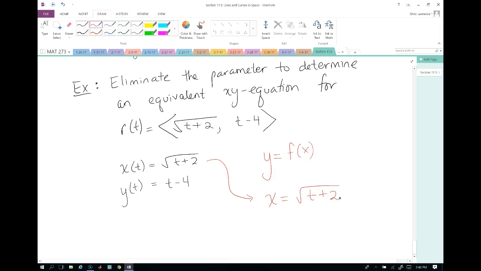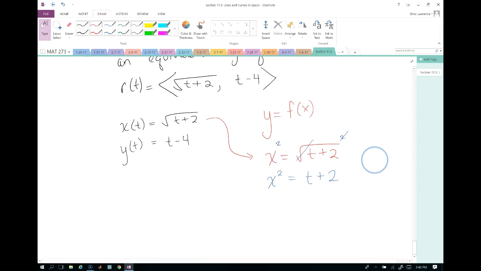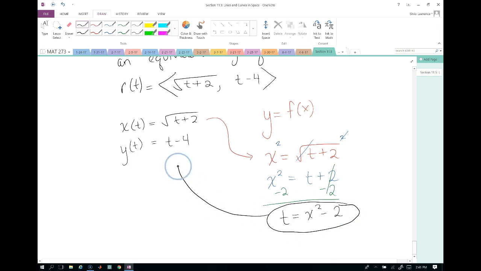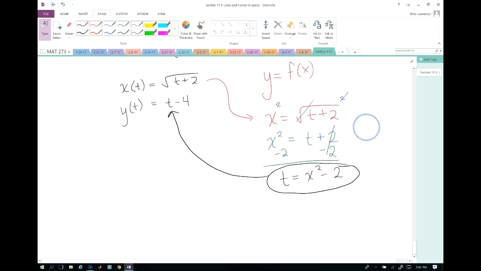I've got x equals the square root of t plus 2. So the first step to start solving for the t is I need to square both sides. And that'll pull the t out of the square root. So now we've got x squared equals t plus 2. The next thing I need to do is subtract that 2 over to the other side, because I'm trying to solve one equation for t. So what we get here is that t equals x squared minus 2.